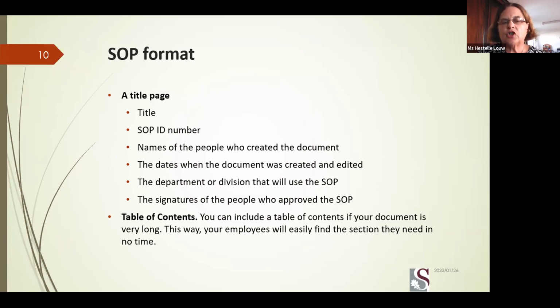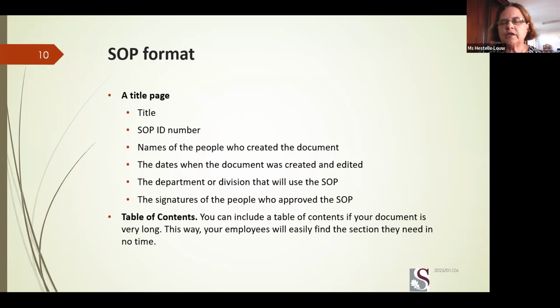Then table of contents. You can include a table of contents if your document is very long. And this way your employees will easily find the section they need in no time. Some of the SOPs are very, very long. It's pages on pages on pages.